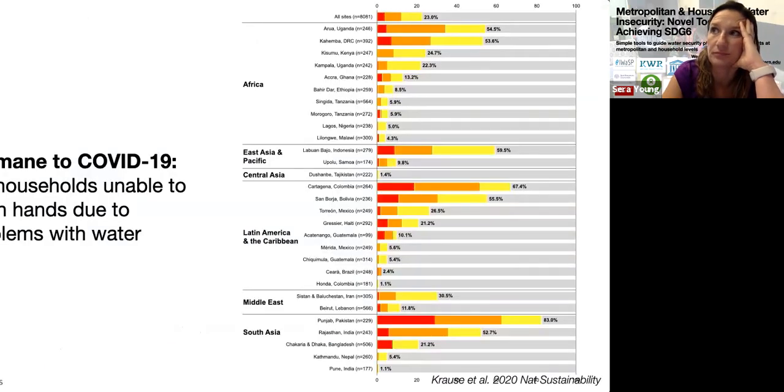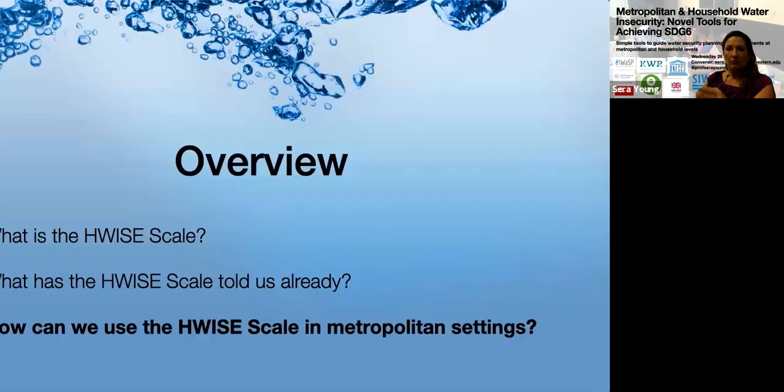In terms of COVID-19, which is on everyone's mind, we found that 1/4 of households were unable to wash hands due to problems with water. And that was in 2018, well before COVID was on our minds. So all this is to say is HWISE has told us a lot.